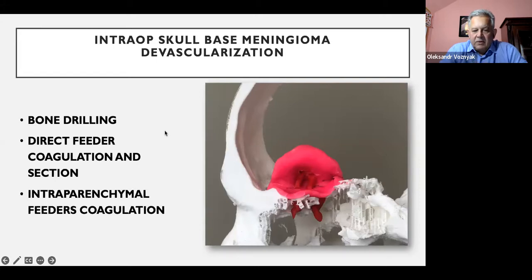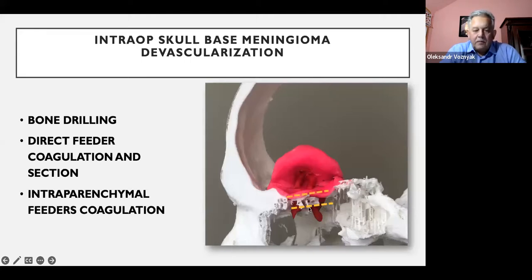First, we can devascularize the tumor by drilling the bone before tumor removal. In this way, you block the arterial supply of the tumor. It's very good, but not always possible. For example, in cases of olfactory groove meningioma, it's impossible, and I would not recommend it, but it's just a schematic showing.